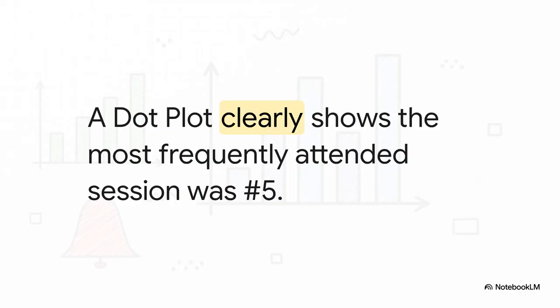So imagine a number line for, say, swimming sessions, from 1 to 10. Every time a student attended a session, we'd add a dot. What you'd see almost instantly is a big stack of dots piling up over the number 5, taller than any other. You don't need to do a single calculation. You can see the most popular session, the mode, in a split second. That's the real power of the dot plot.